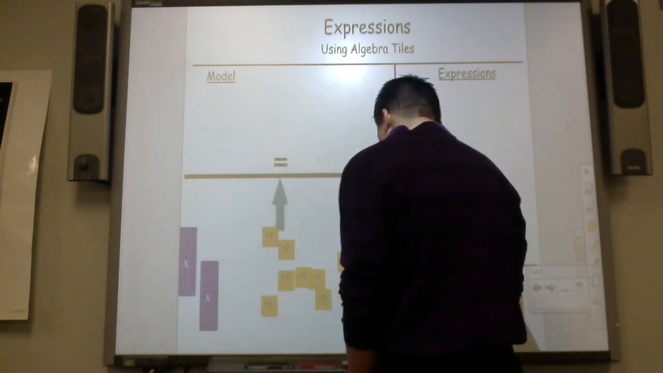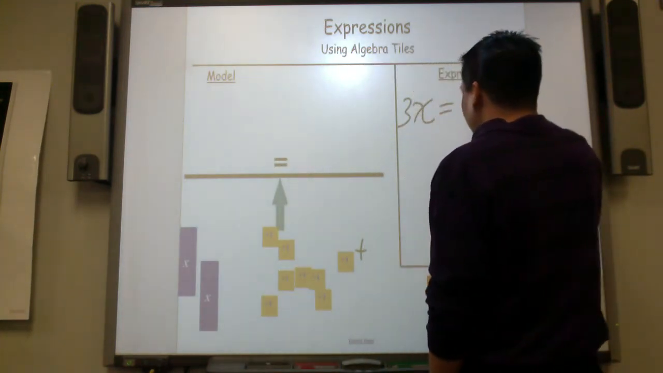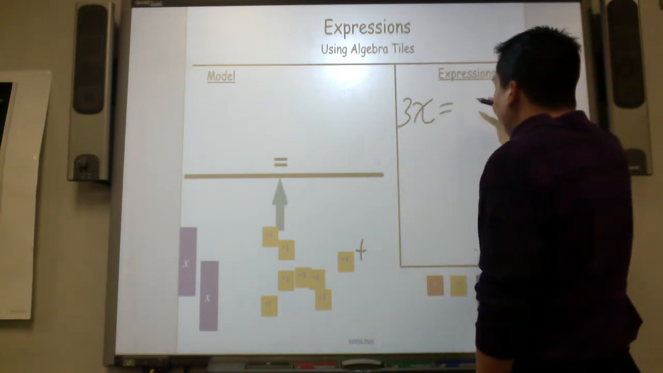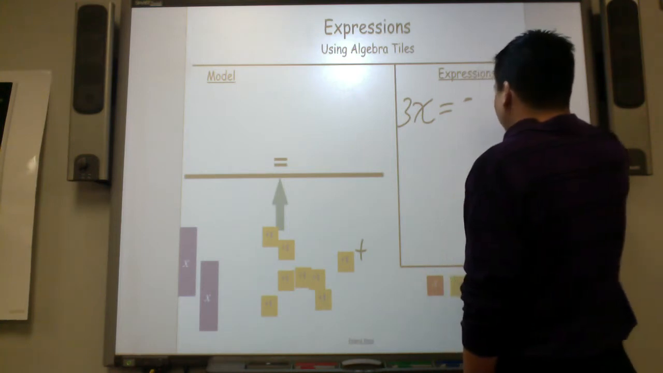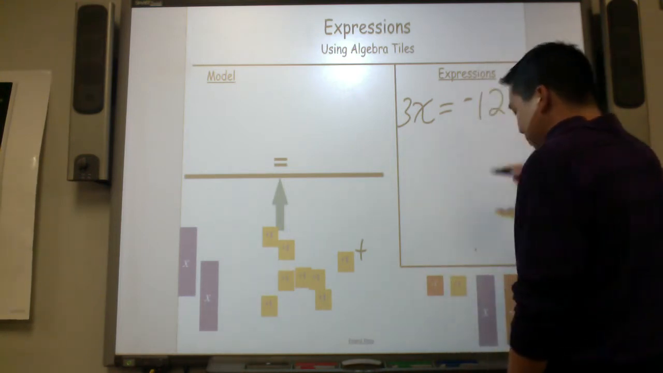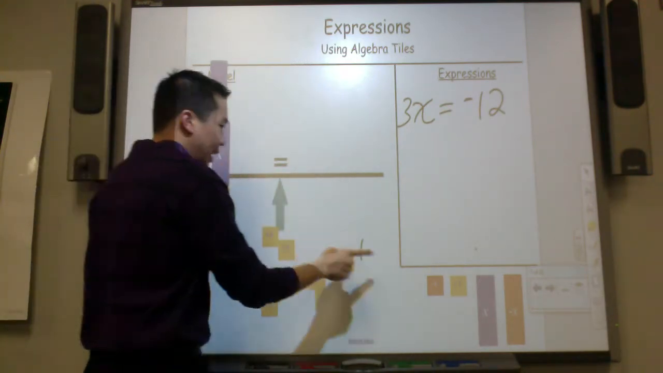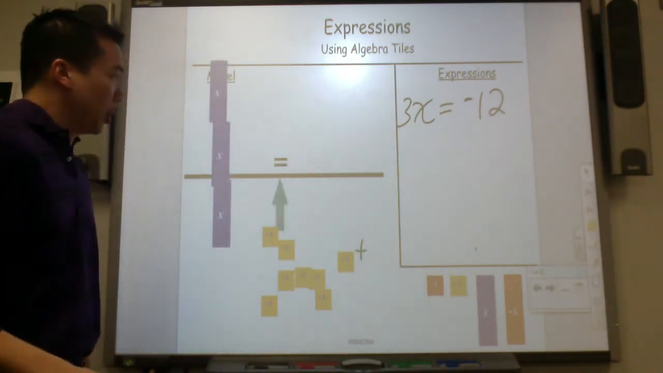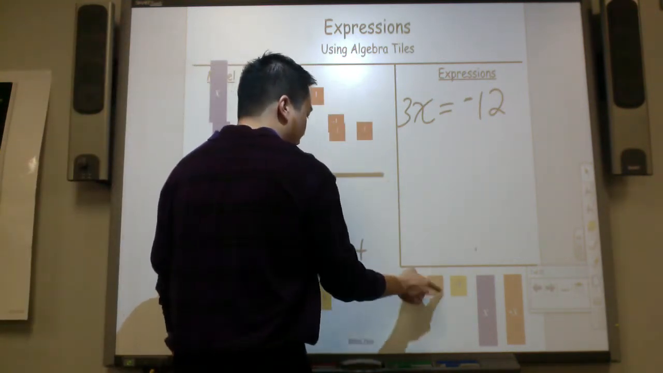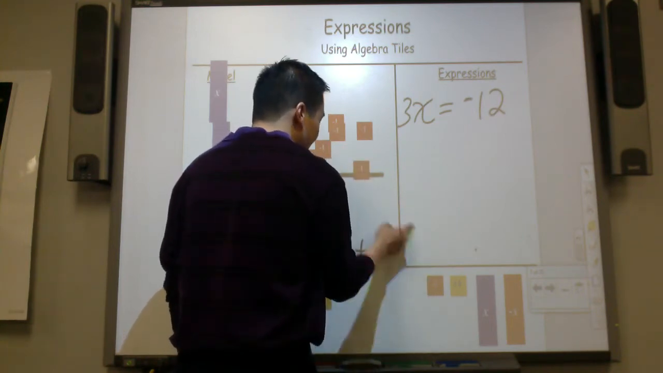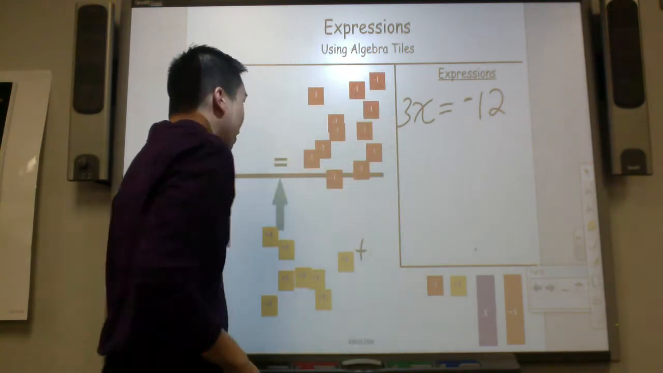All right, so let's do 3x is equal to negative, I don't know, 12. So take out 3 x's, those are the green pieces, put it on the left side of the balance. On the other side, take out negative 12. 1, 2, 3, 4, 5, 6, 7, 8, 9, 10, 11, and 12.